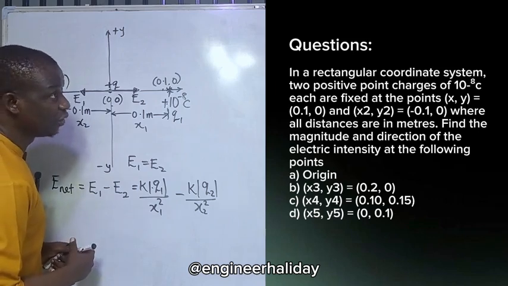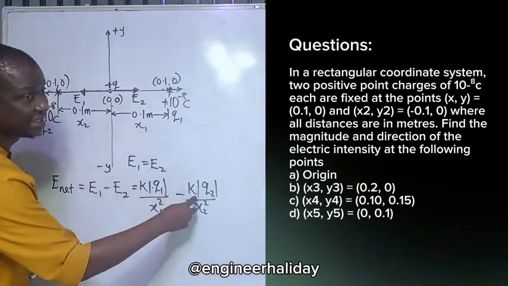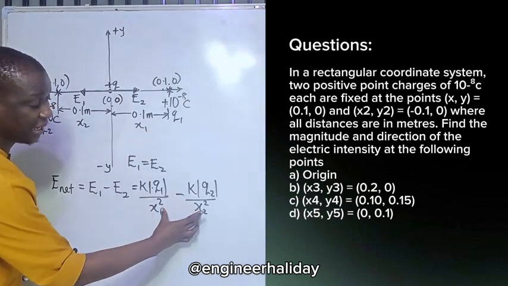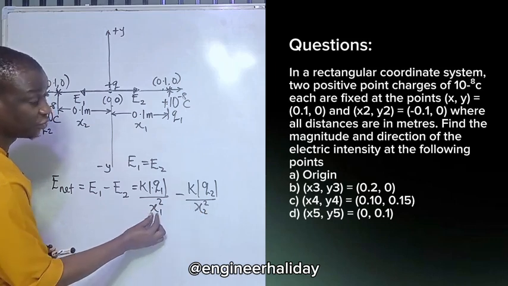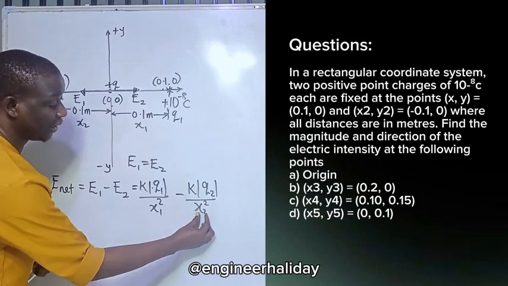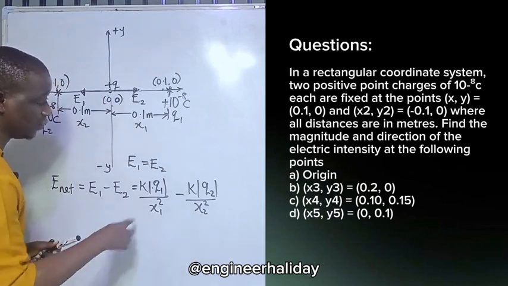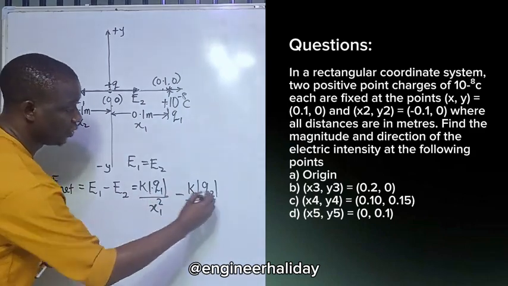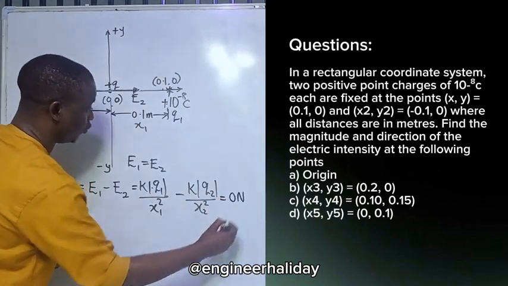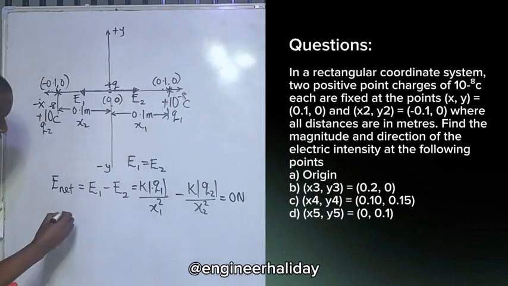Now, why I say it will give you 0 is because they have the same X. This is 0.1, this is 0.1. So automatically they will be the same value and they have the same charge. So the net electric field at the origin will be 0. You can press your calculator.